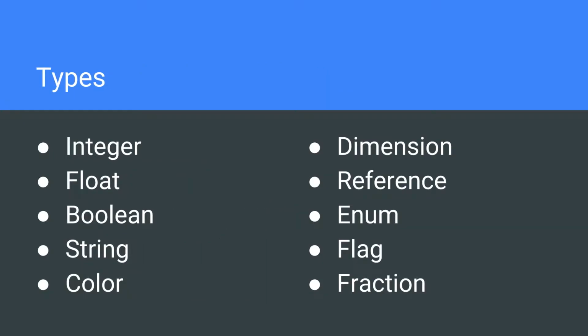There are a few different types that you can use in XML attributes. On the left here we have integer, float, boolean, string, and color. These are all really simple things. You should probably get a sense of what those are doing right off the bat just by being a developer and using these things before.